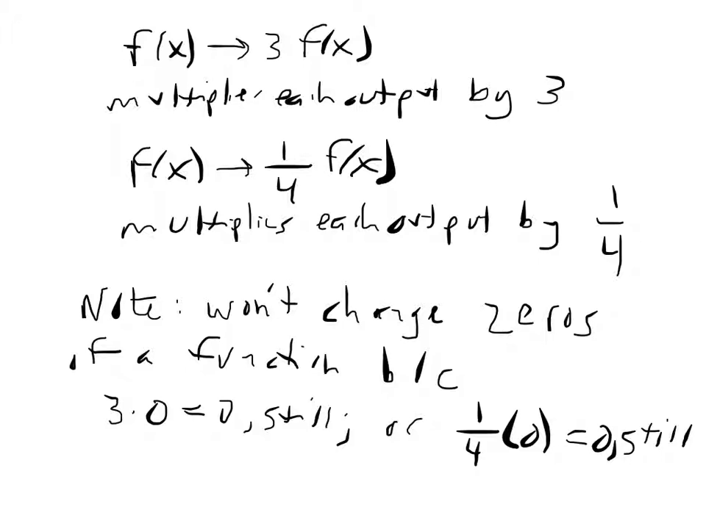So instead of looking at replacing x with x plus 2, or y with y minus 7, f of x minus 7, suppose I were to multiply each output by a number. Clearly, if I multiply each output by 3, each output will be multiplied by 3. If I multiply f of x by a quarter, each output will be multiplied by a quarter. Note, this multiplication isn't going to change the zeros, as we saw in the first page of this presentation, because if I have an output of 0, 3 times 0 is still going to be 0, or a quarter times 0 will still be 0.